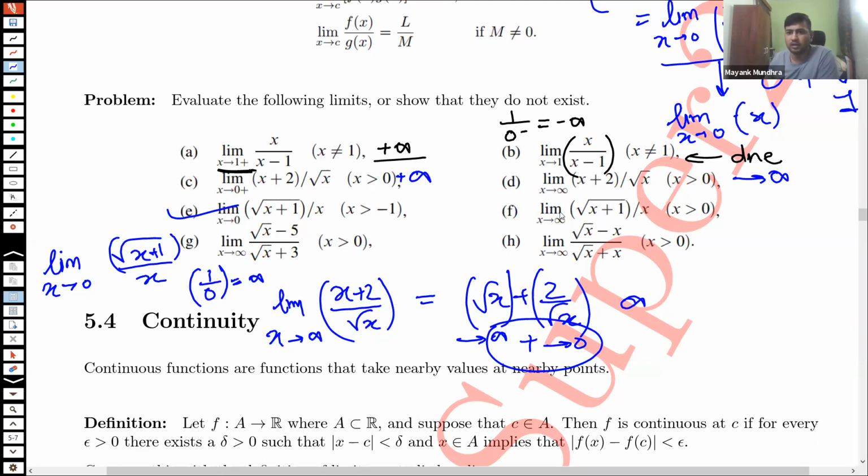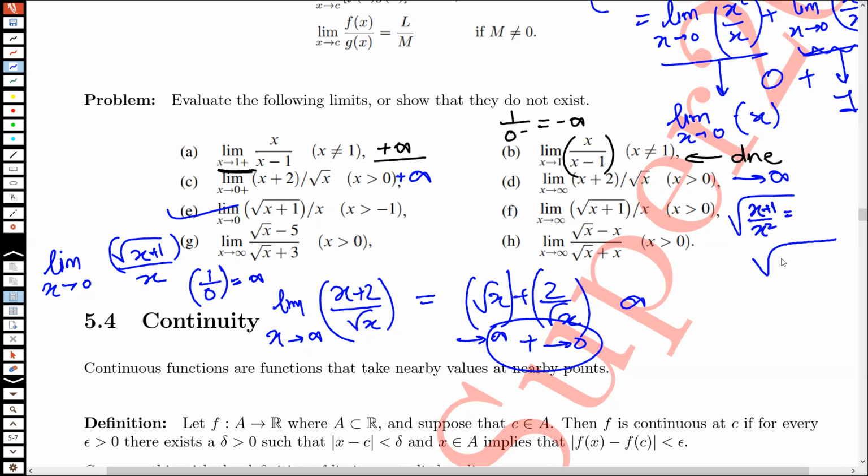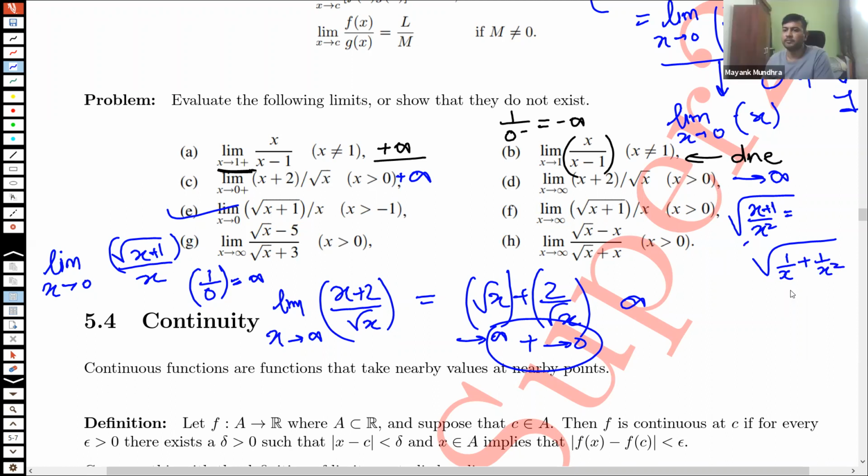Okay, Kanishka, what is the limit as x tends to infinity of this thing? Under root, I took x common. x under root 1 upon x plus 1 upon x square. And x cancels with x, so we are left with under root 1 plus 1 upon x square. And this is 0 when we put infinity in place of x.